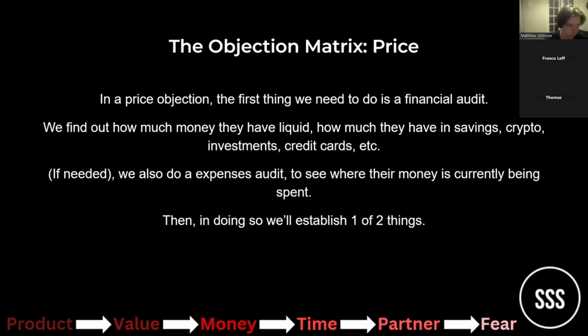So what that would look like is, and I'll explain this more when this does all get released, we do a financial audit, and if they're telling you in a way that makes it seem like they still would be able to afford it, then you explore further with an expenses audit, okay? So you figure out how much money they're making, how much money is being spent, and in doing so, there's only two outcomes that can come from this, okay?